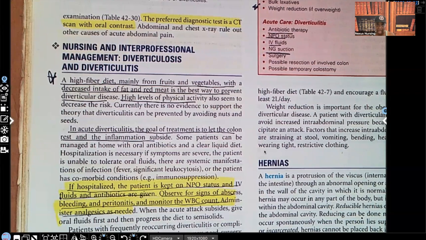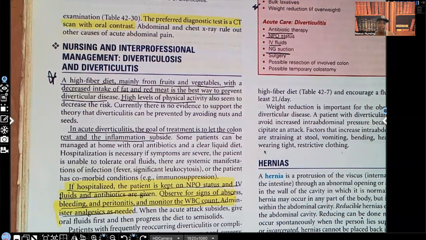We do not want perforation to happen. We're going to observe for signs of abscess. So we're going to be checking the patient's temperature. We're going to be looking at those WBCs, right? We're going to be looking for signs of abscess, bleeding. You better be looking at those RBCs. You better be looking at the H and H. You better be paying attention to the blood pressure.